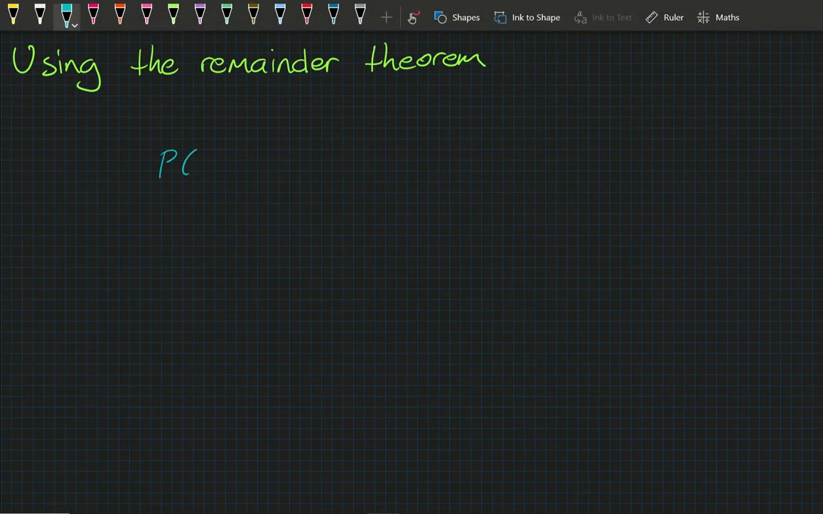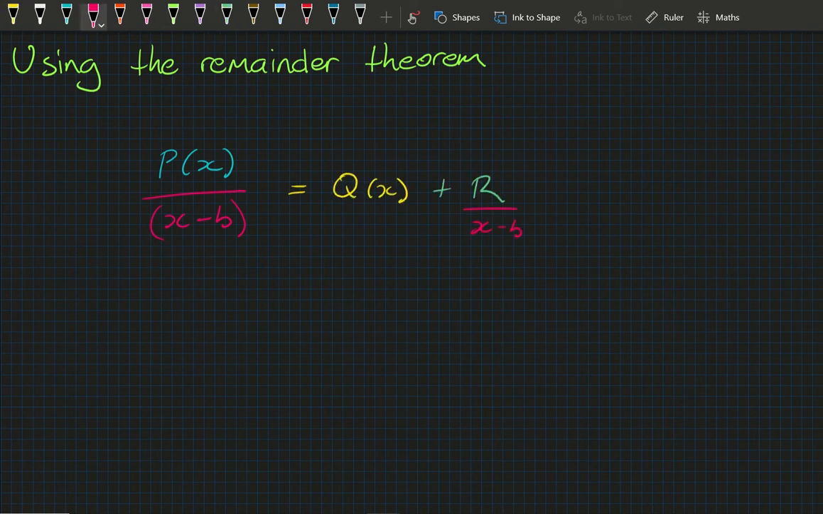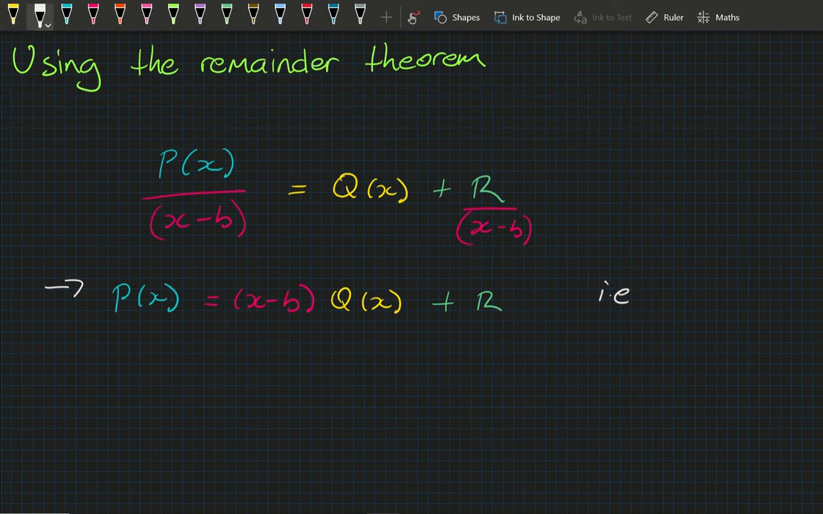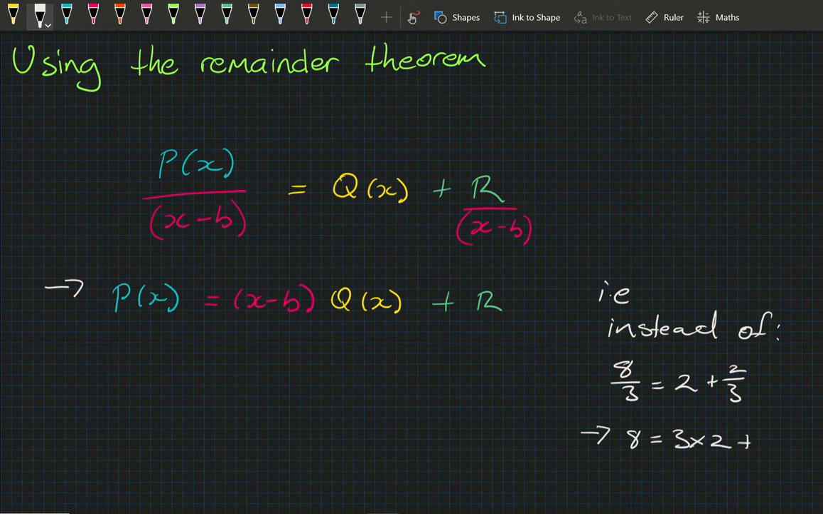Where we have a linear divisor for a polynomial, then that always equals some quotient plus a remainder. And of course the remainder is divided by the divisor as well. Then in our last lesson, we multiplied both sides and learnt to express the polynomial as the divisor times the quotient plus the remainder. And we saw some very simple examples with numbers. So instead of saying 8 divided by 3 is equal to 2 and 2/3, you could say that 8 is equal to 3 times 2 plus 2.